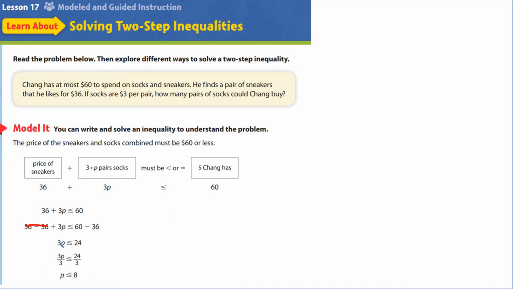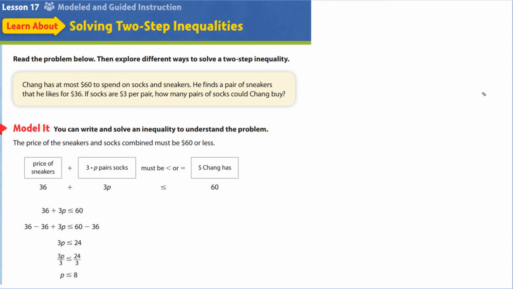Okay. 3 times what is 24? We're going to use the inverse operation of multiplication, which is division. 3 divided by 3 will give us 1p. And then 24 divided by 3 is 8. We do not flip the symbol on this one. Okay, we should always check our work, by the way, to see if it makes sense. But we should not reverse the inequality symbol because we're not dividing by a negative number.